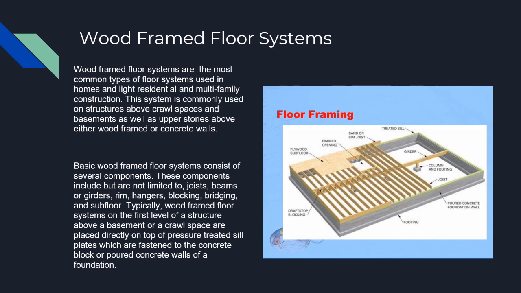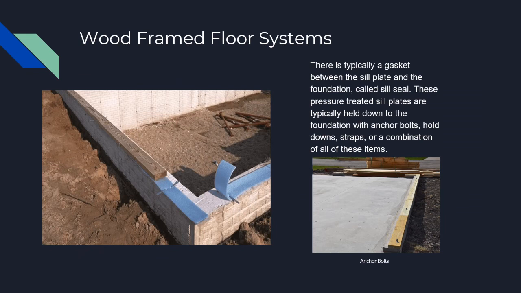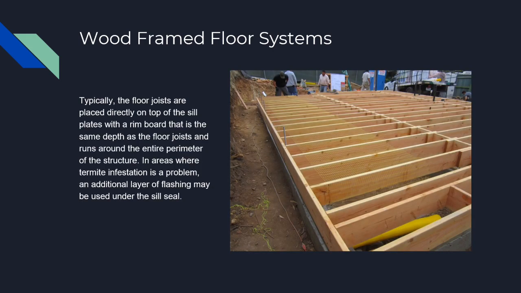Typically, wood-framed floor systems on the first level of a structure above a basement or a crawl space are placed directly on top of pressure-treated sill plates, which are fastened to the concrete block or poured concrete walls of the foundation. There is typically a gasket between the sill plate and the foundation called sill seal. These pressure-treated sill plates are typically held down to the foundation with anchor bolts, hold-downs, straps, or a combination of all of these. Typically, the floor joists are placed directly on top of the sill plates with a rim board that is the same depth as the floor joist and runs the entire perimeter of the structure. In areas where termite infestation is a problem, an additional layer of flashing may be used under the sill seal.